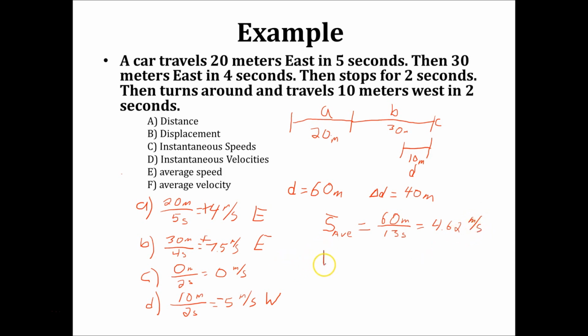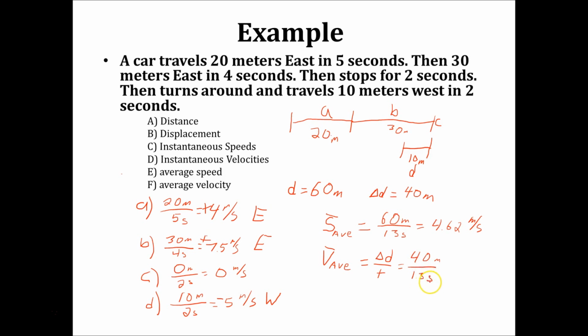Now for the V average, this is a part a lot of people miss, because here we just figured out the direction: east, east, west. Here you do not simply take the same number and add east. Notice velocity is going to be the displacement over time, the total displacement over the total time. And our total displacement in this case was 40 meters.